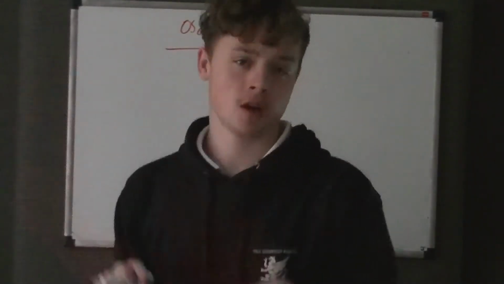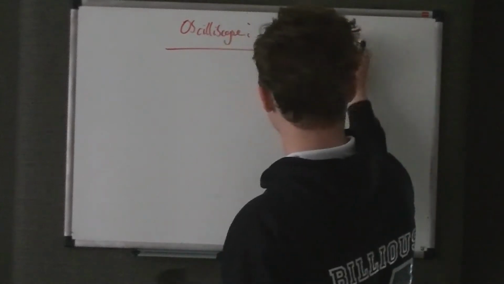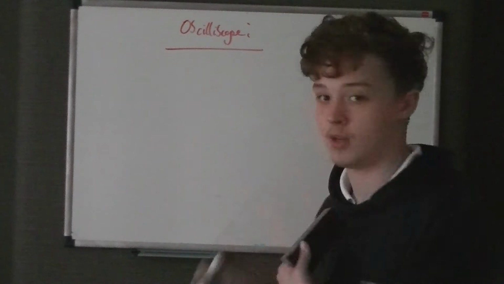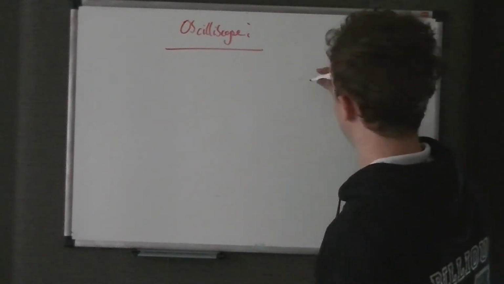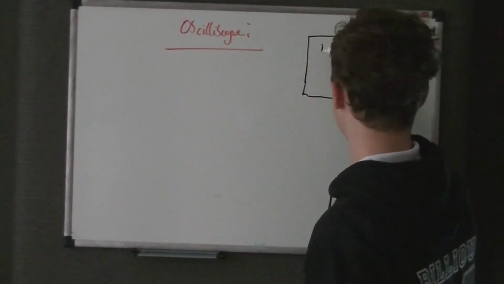Well, I know what an oscilloscope is. It's one of them boxes with like a wave on it. Well, that's not really a definition. I'm going to rub this off, just so you know what an oscilloscope looks like, if you haven't got it from that brilliant explanation.